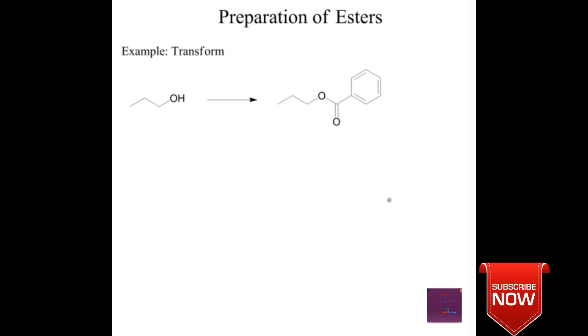Let's see if we can do an example of a transform reaction. If we started with this alcohol, how can we turn it into this ester? So here we see that we are forming this bond. That's one way we can look at it. We could disconnect here or here, but let's take a look at this disconnection. The oxygen was my nucleophile, and the carbonyl was my electrophile.